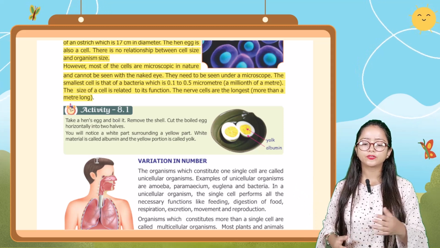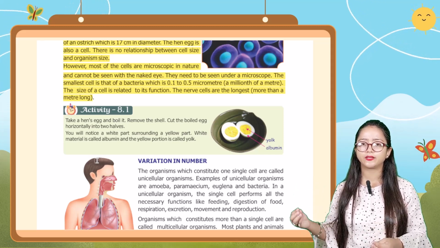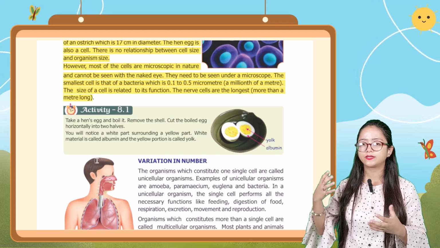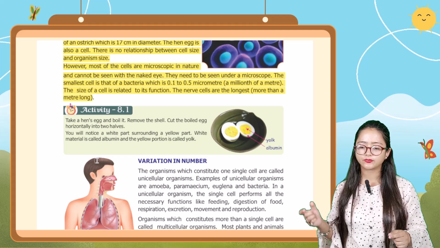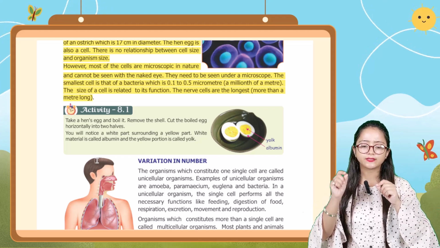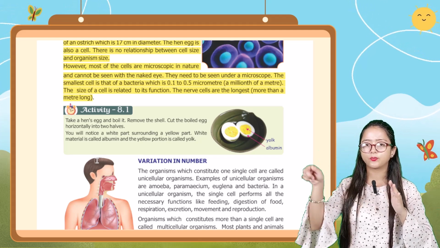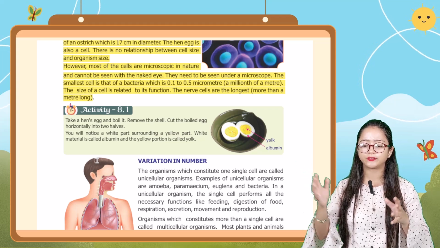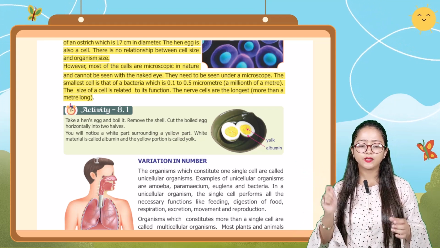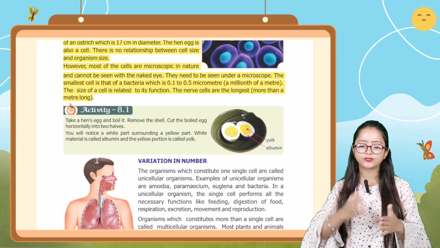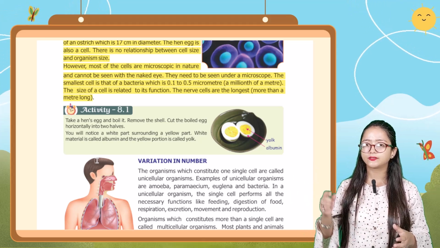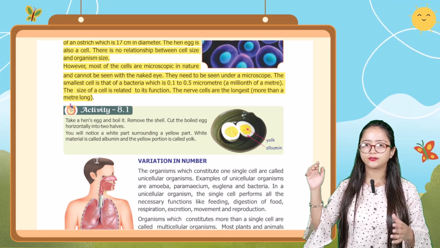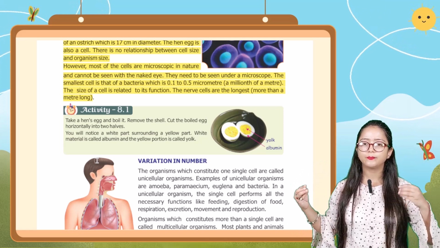However, most of the cells are microscopic in nature, and they need to be seen under a microscope. The smallest cell is that of the bacteria, which is 0.1 to 0.5 micrometer, a millionth of a meter. The size of the cell is also related to the function it performs. The nerve cell is the longest cell, more than a meter long.